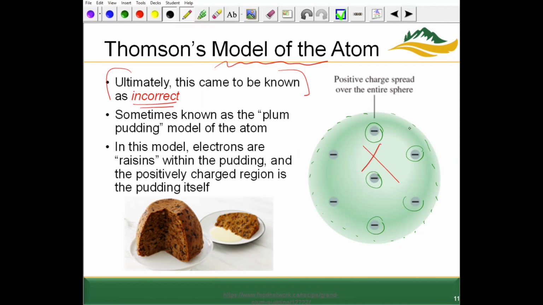Well, you can imagine that this positively charged sphere is the main part of this plum pudding. What is this main part? I couldn't really say. I'm assuming it's some sort of breading. Then these negatively charged electrons were the sort of raisins in this plum pudding. So Thomson's model of the atom is pretty commonly referred to as the plum pudding model of the atom.